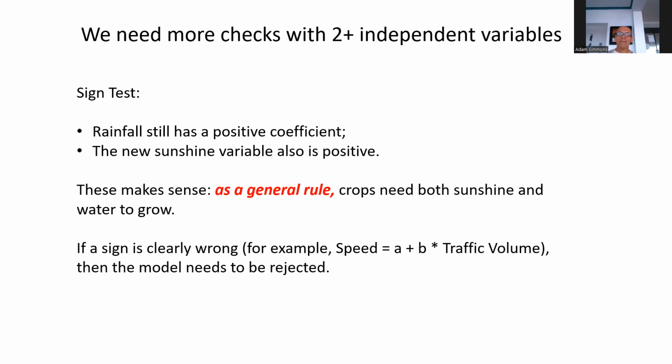But if you get a positive coefficient for traffic volume, then something is seriously wrong and you've got to really check out the model or the data and get new data or find a new model. So the sign test is very simple, but can be very important, and it will stop silly mistakes being made.